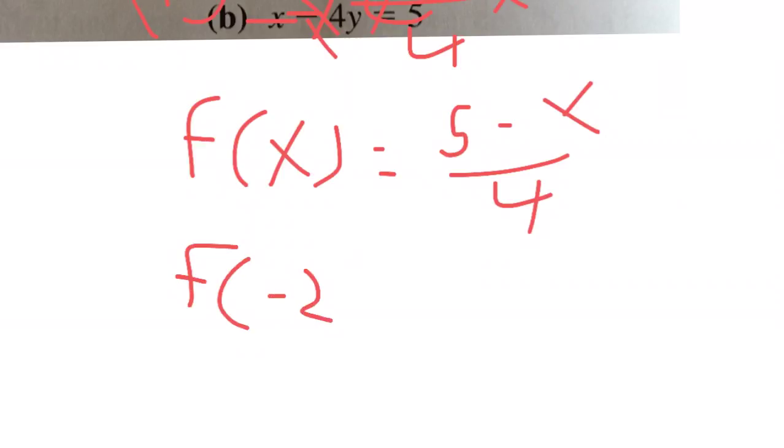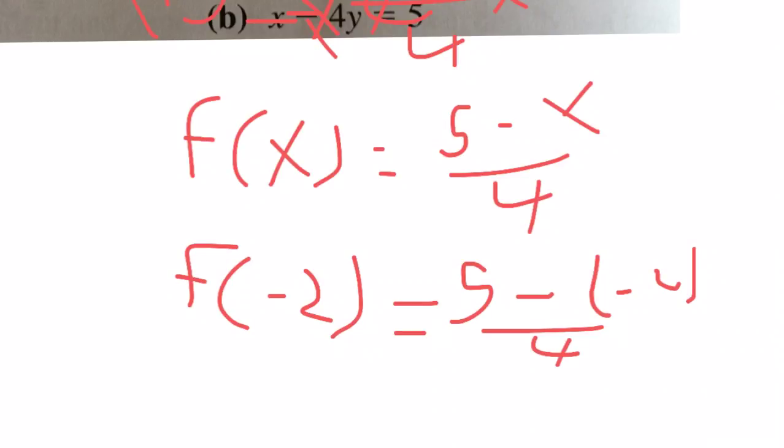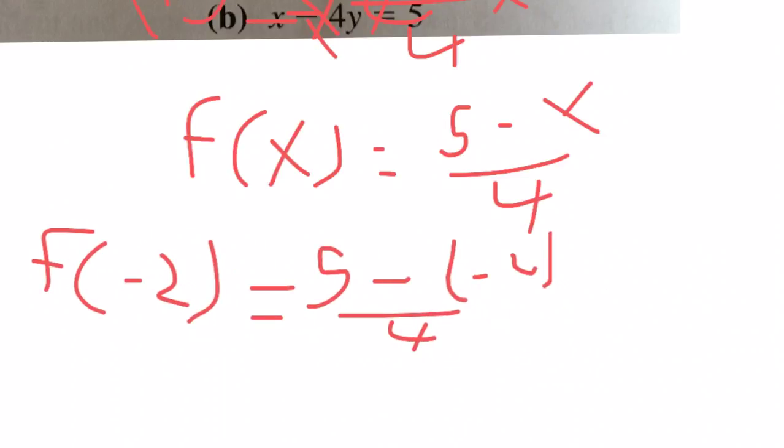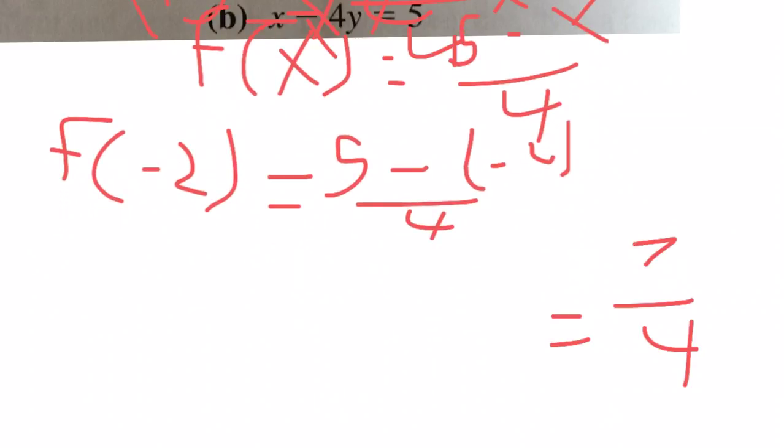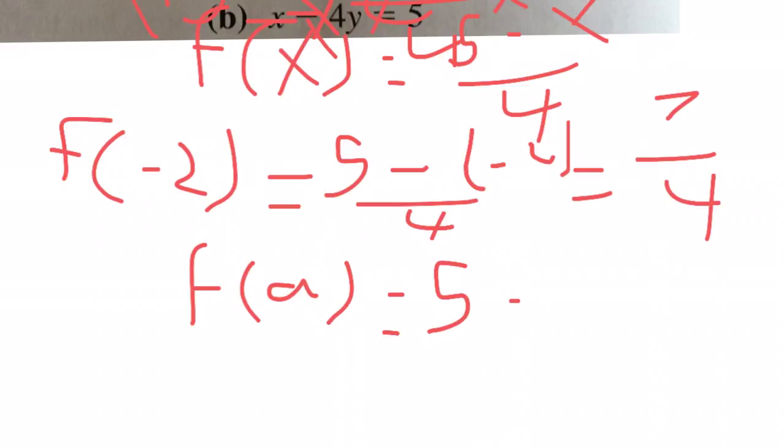F of negative 2 now would be 5 minus negative 2 over 4. 5 minus negative 2 would be positive 7 over 4. And f of a would be just 5 minus, instead of x, it'd be 5 minus a over 4. So those three would be your answer for this problem.